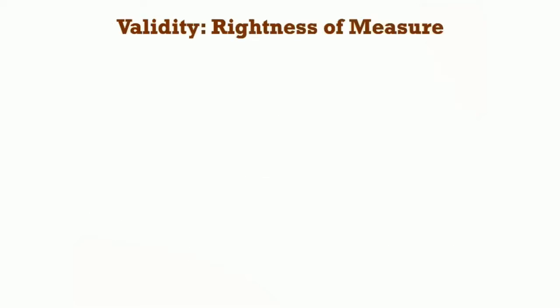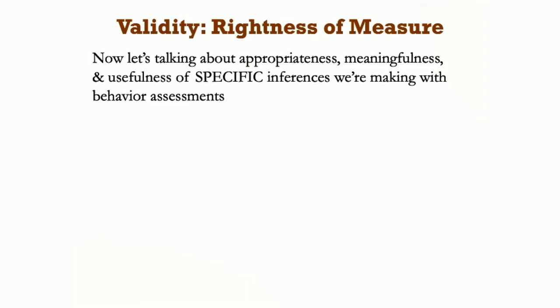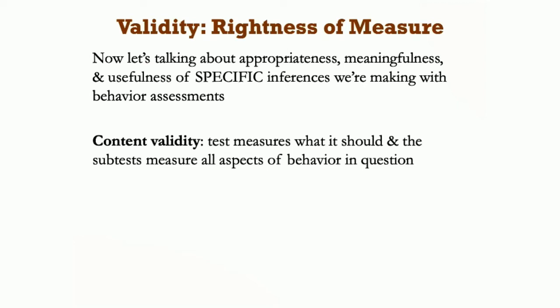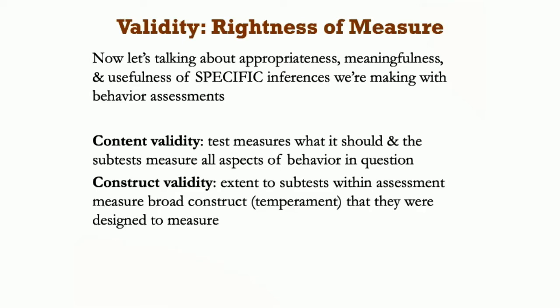And then we have validity, which is, again, the rightness of the measure. So we have to think about appropriateness, meaningfulness, usefulness of the specific inferences we're making with these behavior assessments. There are various types of validity. One type is what we call content validity. That means the test measures what it should, and the subtests measure all aspects of the behavior in question.